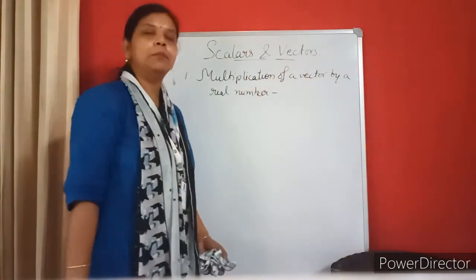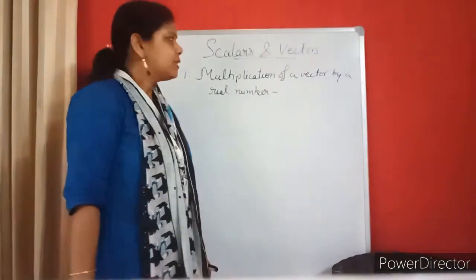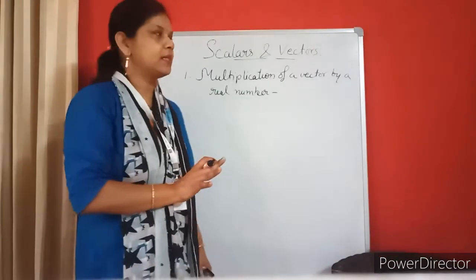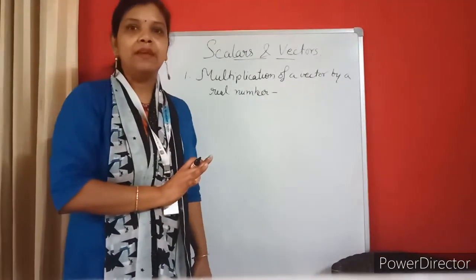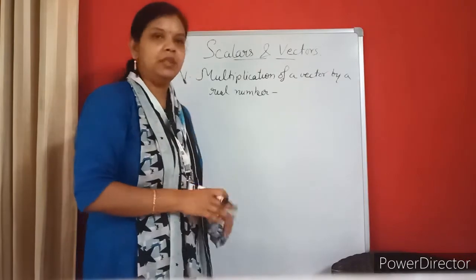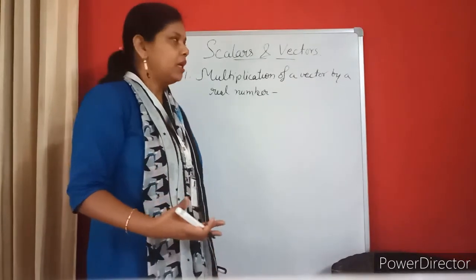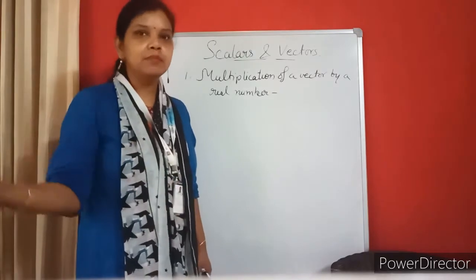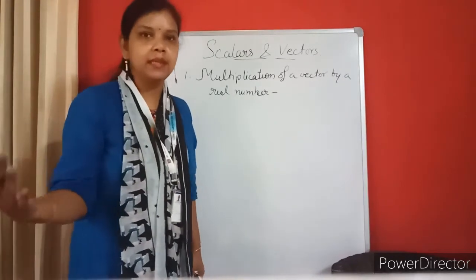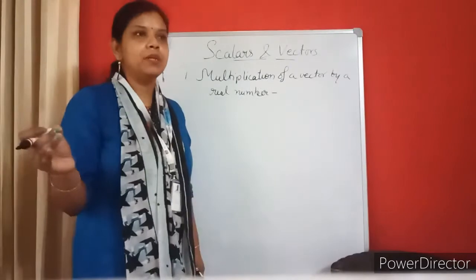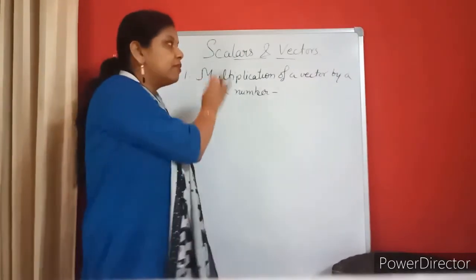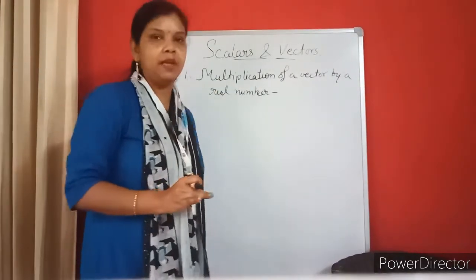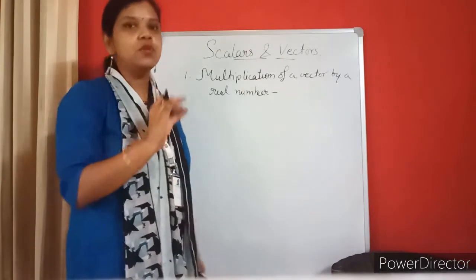So if you want to multiply a vector by a real number, see all these things, whatever I will discuss, it will not come as a definition or derivation. It may come as a numerical, not directly as a numerical. In some topics which we will be discussing in later part, sometimes we may use this multiplication of a vector by a real number, but you have to learn it.